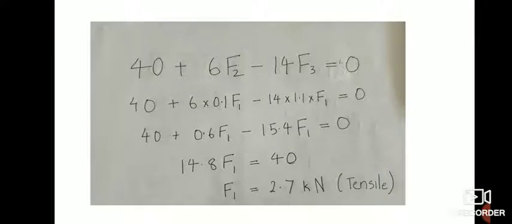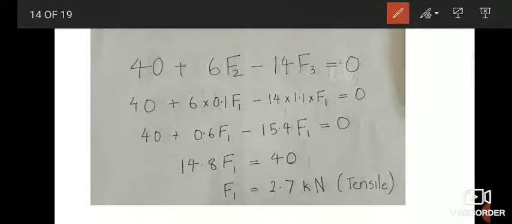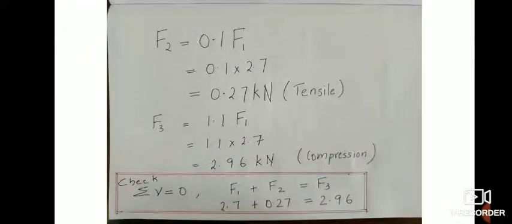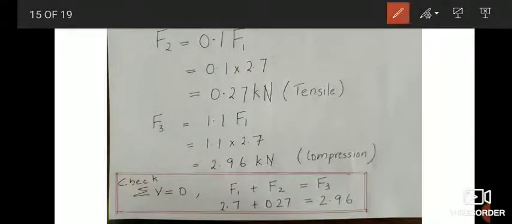Now you can solve it, and you can substitute the values of f2 and f3 we have already found in terms of f1, so you may substitute that over here and find the value of f1. So you know the value of f1 is tensile. Then you can similarly find the value of f2 and f3. f2 value is 0.1 f1, f3 value is 1.1 f1. And when you get the values of f1, f2 and f3 in kilonewtons, you can check whether it is correct.